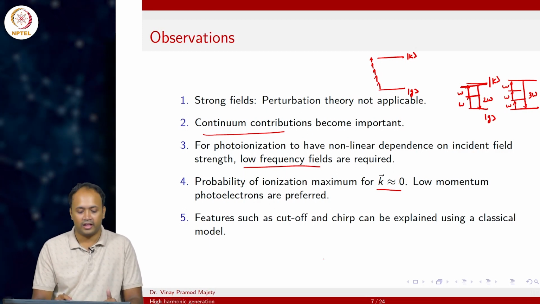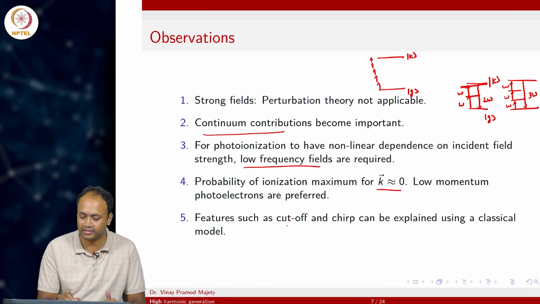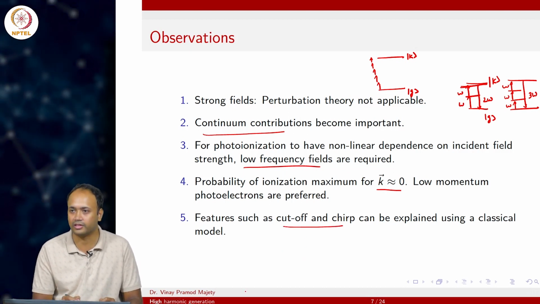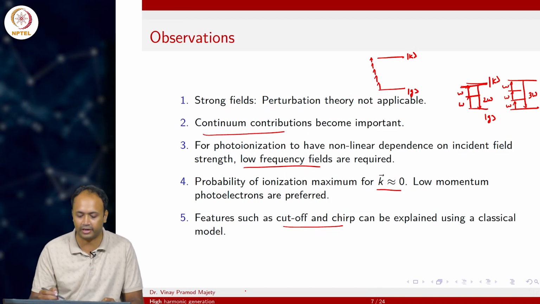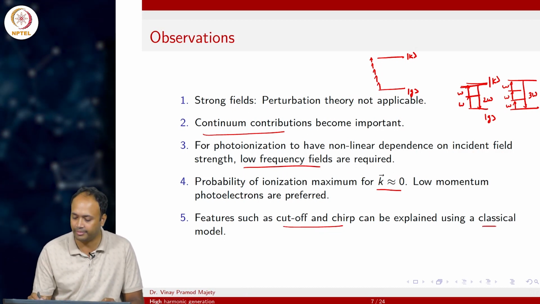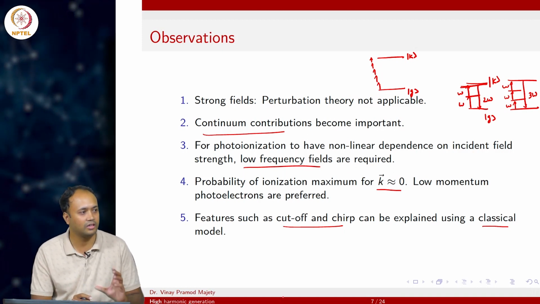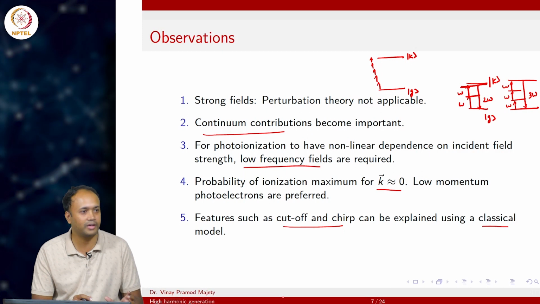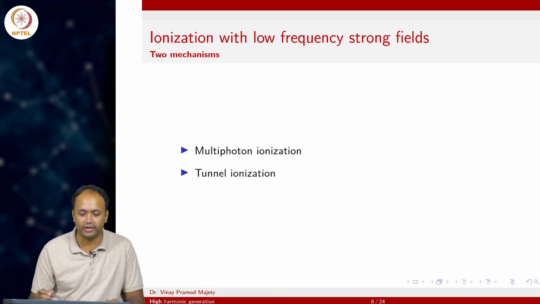Now in this lecture we will discuss high harmonic generation, and we will also show that some important features of it, such as the cutoff associated with the high harmonic spectra and the chirp, can actually be described by a classical model. So we will discuss these two aspects, a little bit about the ionization aspect, a little bit about the classical model today. Okay, first the ionization.